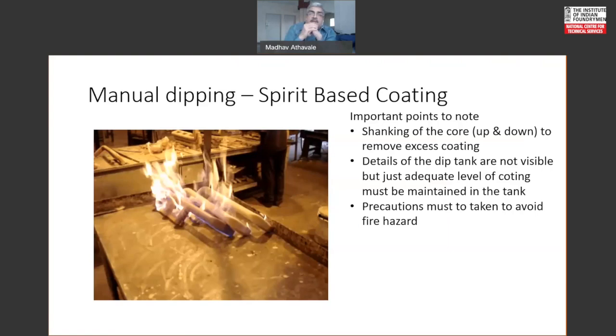Then precautions have to be taken to avoid fire risk. That is why as little as possible spirit-based coating is being used for the dipping purpose. Plus, the flashing off area is away from the dip tank area. It is separated out.